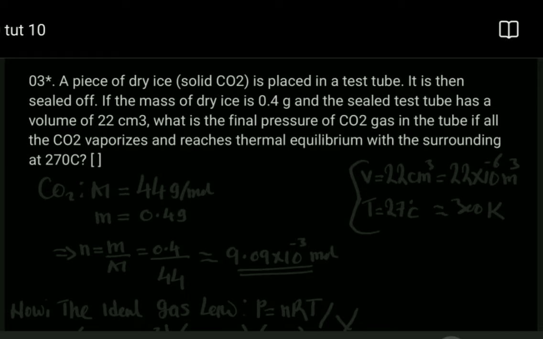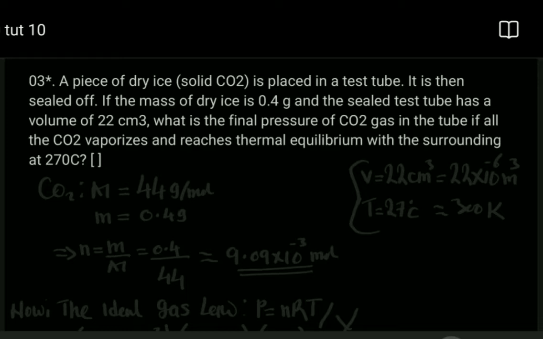Right. So we want to find the final pressure of this gas if it is left to vaporize and reach thermal equilibrium with the surrounding at a temperature of 27 degrees Celsius. All right, so this is solid carbon dioxide. Okay, so we just want to find the pressure of this solid carbon dioxide after reaching thermal equilibrium with the surrounding.